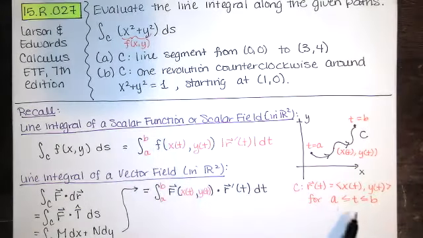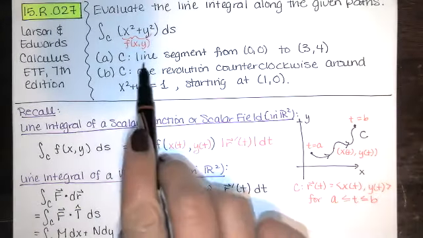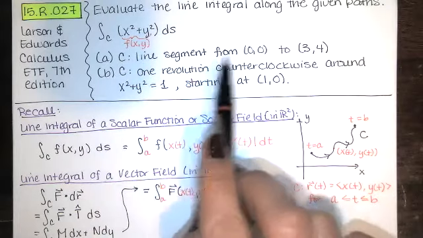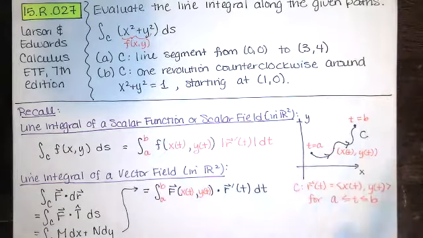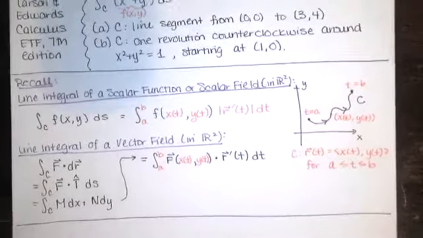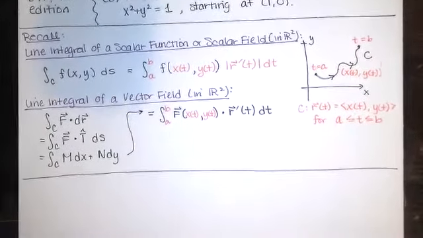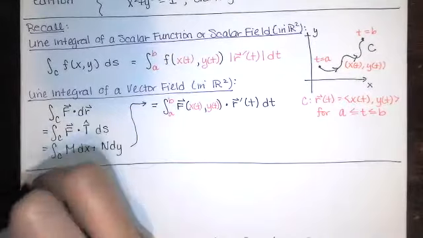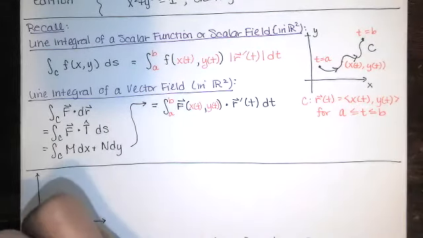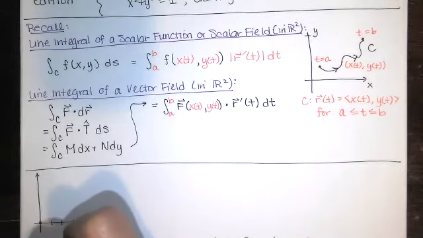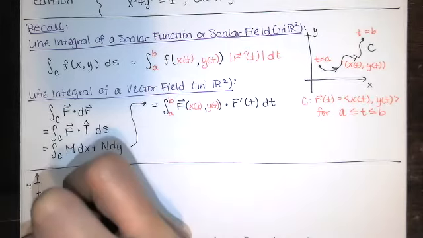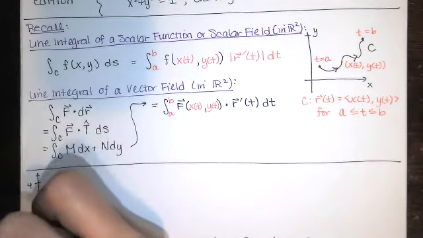Now this time we're not given r of t, so we have to figure out what r of t is by coming up with a parametric representation, or parameterization, of the path that starts at (0, 0) and goes to x equals 3, y equals 4. Now there are infinitely many ways to do this. I always like to start by sketching my path. It's just a line segment.